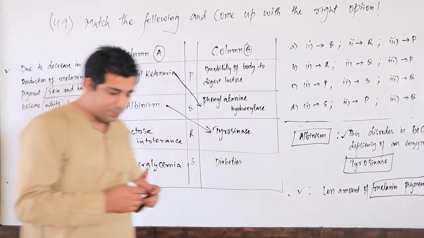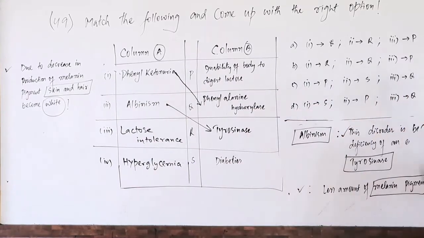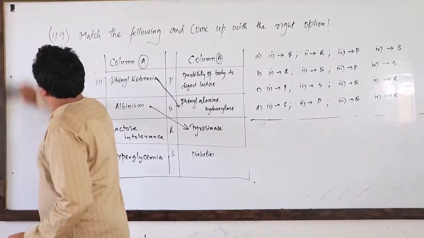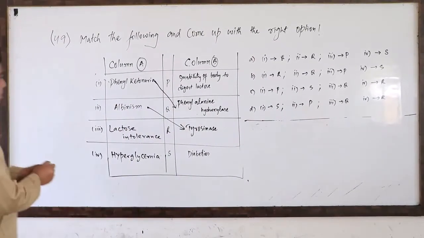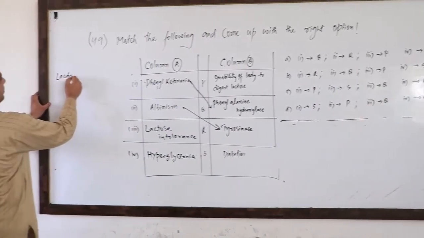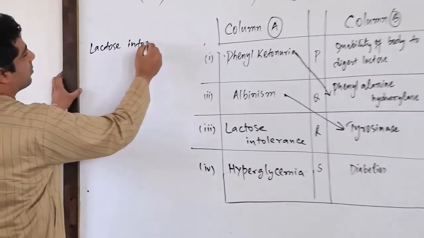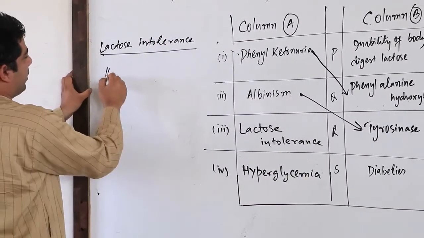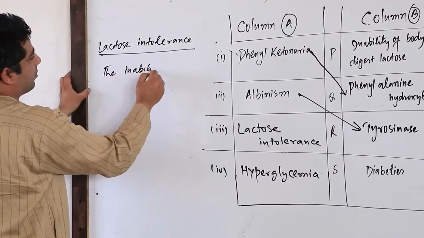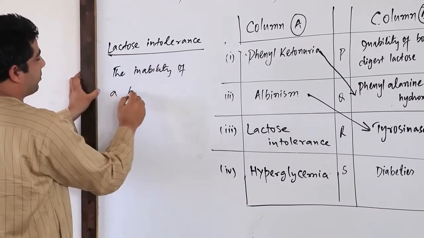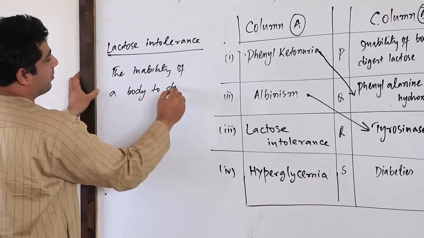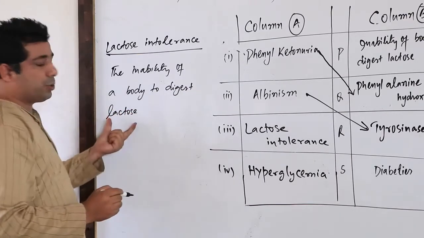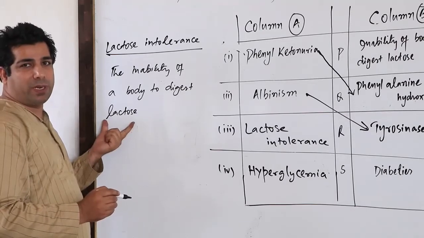Then finally you have lactose intolerance. If we talk about lactose intolerance, what happens? Have a look. Lactose intolerance: the inability of the body to digest lactose. So the lactose sugar will not be digested properly by the body.